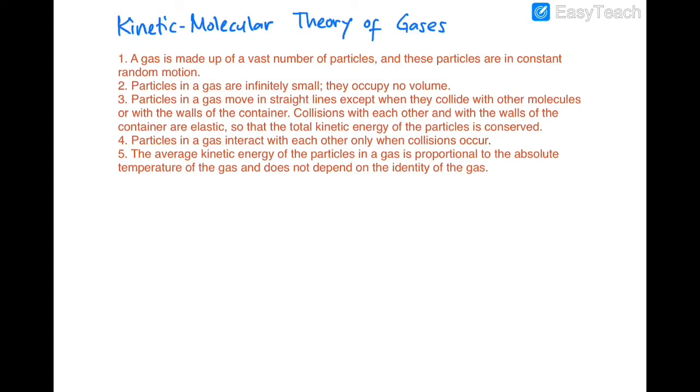Now we will discuss the kinetic molecular theory of gases. The ideal gas, which correlates with the ideal gas equation, was actually derived based on several assumptions. First, a gas is made up of a vast number of particles, and these particles are in constant random motion. The speed of the moving gas particles is equal to the square root of 2RT divided by M, which is the mass of the gas, that is the Ar or the Mr of the gas.